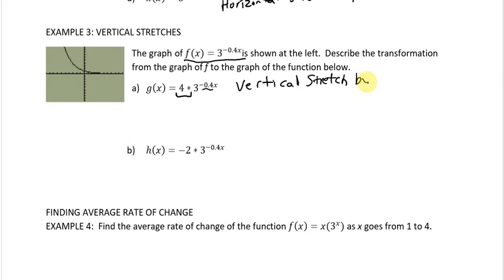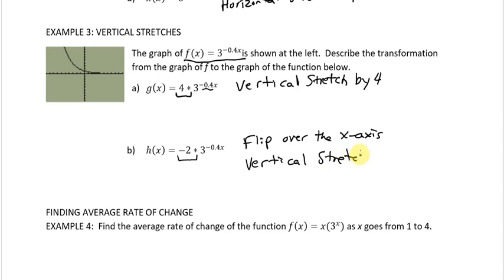Okay, and in B we actually have two transformations. The negative is going to make it flip over the x-axis, and then the 2 is going to be a vertical stretch by a factor of 2. So it's going to double in size. The height's going to double.